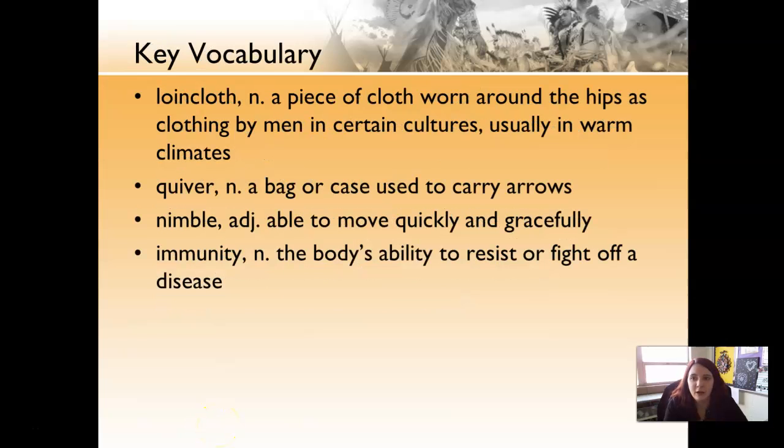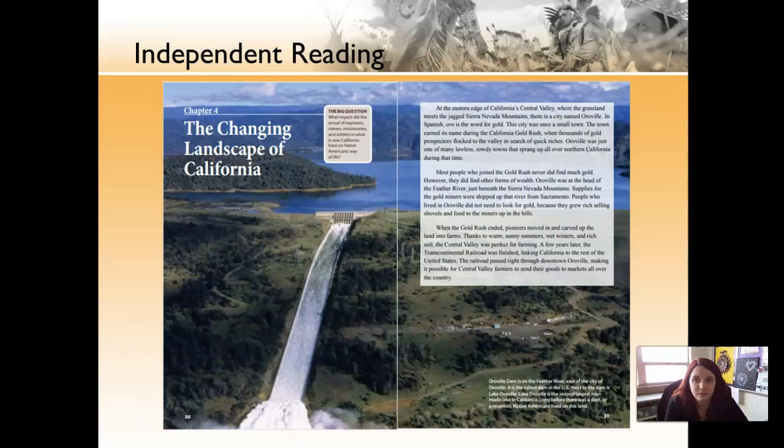Some key vocabulary. Loincloth is a piece of cloth worn around the hips as clothing by men in certain cultures, usually in warm climates. A quiver is a bag or case used to carry arrows. Nimble is able to move quickly and gracefully. Immunity is the body's ability to resist or fight off a disease. We're going to again reread the chapter from last time, and you are going to independently read it this time.